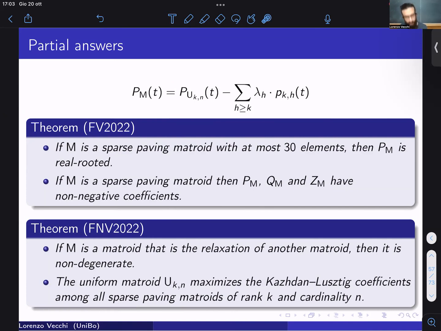Kazhdan-Lusztig polynomials. And then lastly, from this formula, it's pretty evident that the Kazhdan-Lusztig polynomial for uniform matroids has the biggest possible coefficients in the class of sparse paving matroids, because we start from something and then we remove something positive. So actually for all the other matroids, the coefficients will be lower. That's great. We found some answer for almost every matroid, if that conjecture is true.